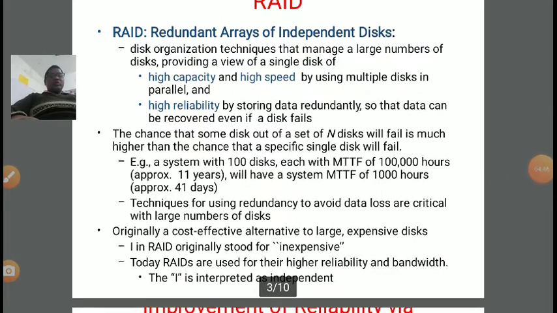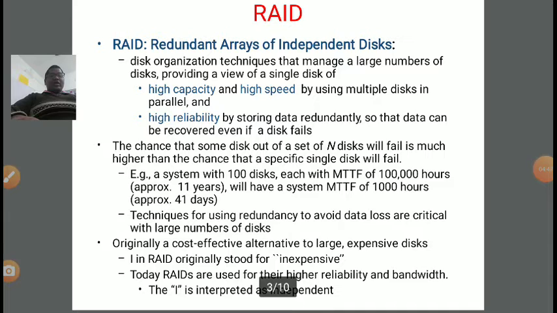Now, originally RAID was a cost effective alternative to large expensive disks. This is an alternative. In RAID, the I originally stood for what? Inexpensive. Generally we say it is for independent disks, but the I originally stood for inexpensive, right? Now, today RAIDs are used for their higher reliability and bandwidth. The I is now interpreted as independent, right?